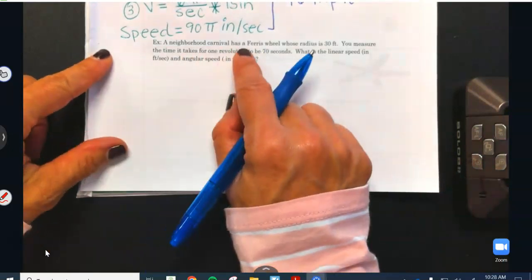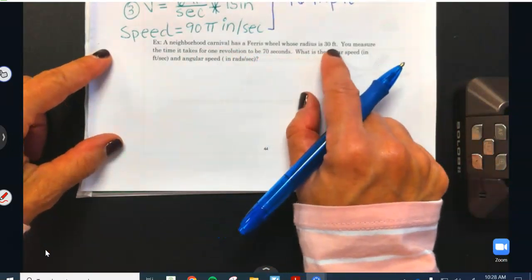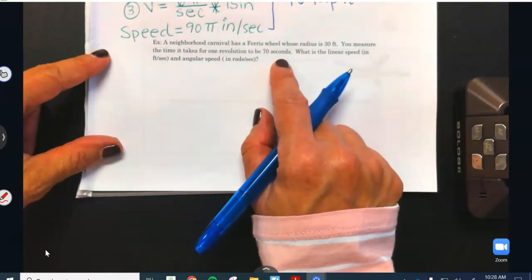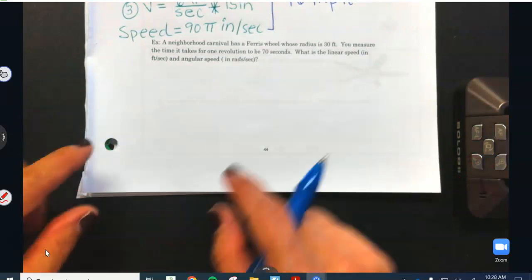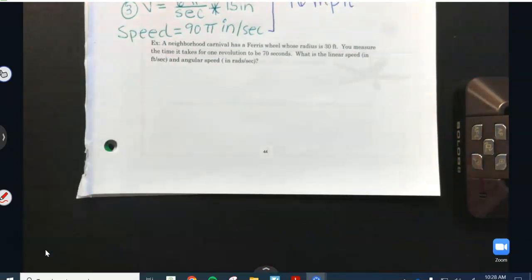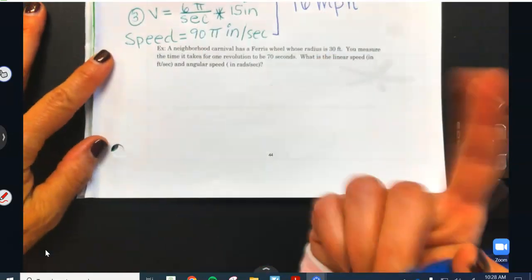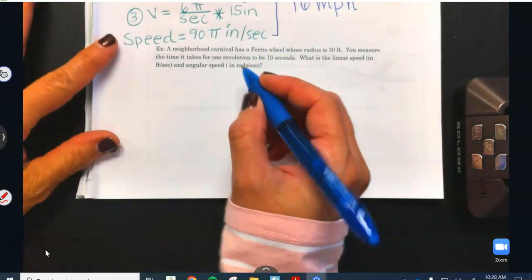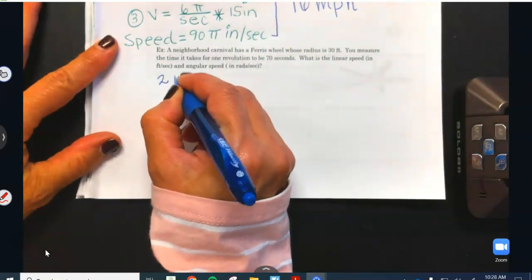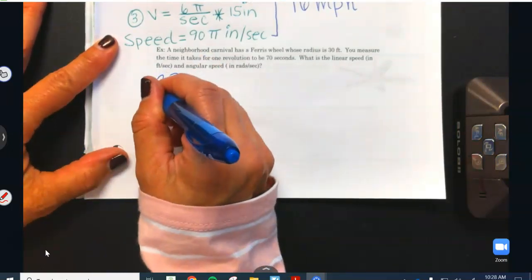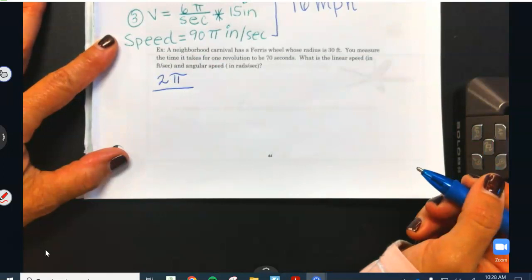A neighborhood carnival has a Ferris wheel whose radius is 30 feet. You measure the time it takes for one revolution to be 70 seconds. What is the linear speed in feet per second and angular speed in radians per second? Let's go ahead and knock out this revolution. So it's one revolution. 1 times 2 pi is 2 pi. So that's our radians. Let's divide it by the time elapsed.